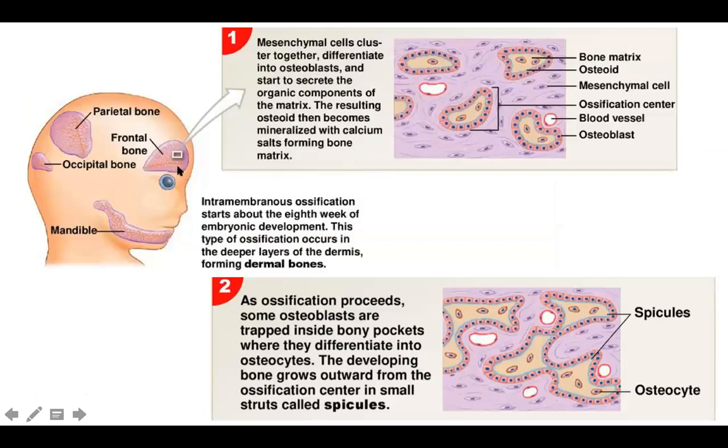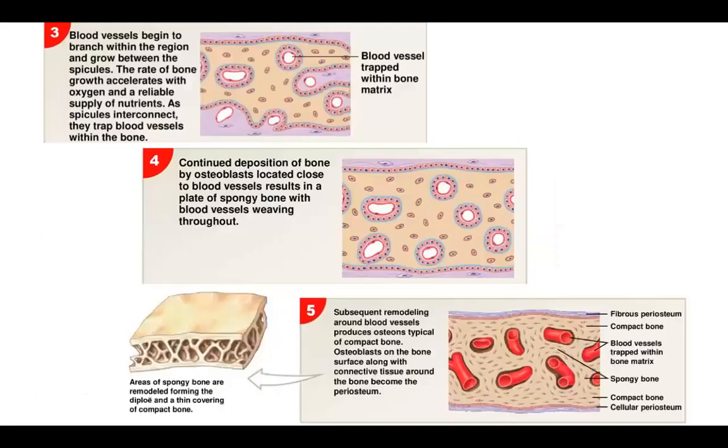This is the intramembranous. So you have these mesenchymal cells, which differentiate into osteoblasts and start to form that bone matrix. And this occurs in the mandible or the different bones in the skull, as it ossifies around the different blood vessels. So you have this kind of remodeling around the blood vessels.